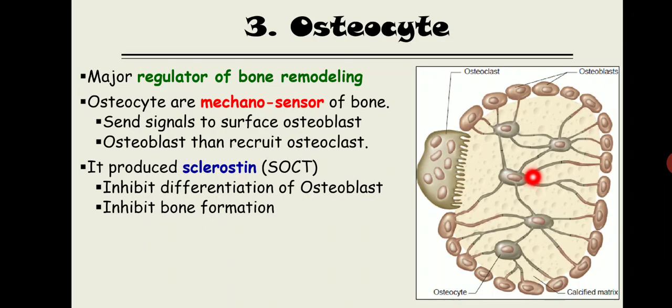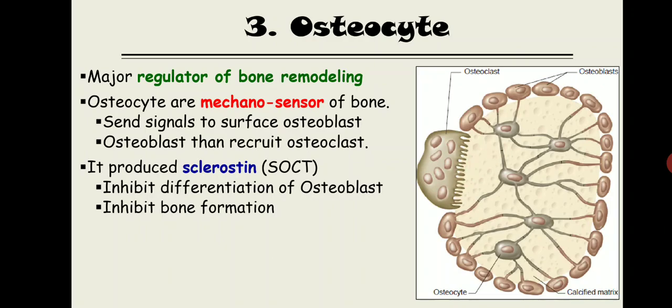So when osteocytes sense any stress, they have a direct connection with the osteoblast, and this osteoblast somehow recruits the osteoclast, and this osteoclast does bone resorption and makes a space over here, and then there is a differentiation of new osteoblasts. The adjacent osteoblasts get invaded over here and make new bone. That's how bone remodeling works. This is all about the types of cells.